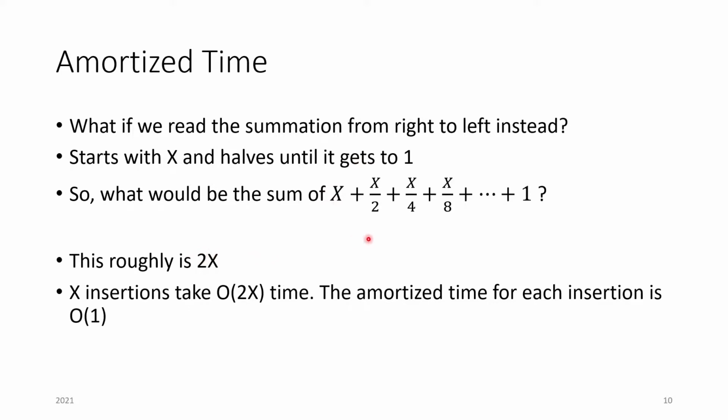Because we know that it operates 2 of x in the reverse, that means going forward, it's going to be operating 2 of x as well, because it's just a reverse in direction. So, those x insertions that we saw there are going to end up taking O of 2x time. So the amortized time for x insertions is going to be O of 2 of x. But for each insertion, the amortized time will be O of 1.